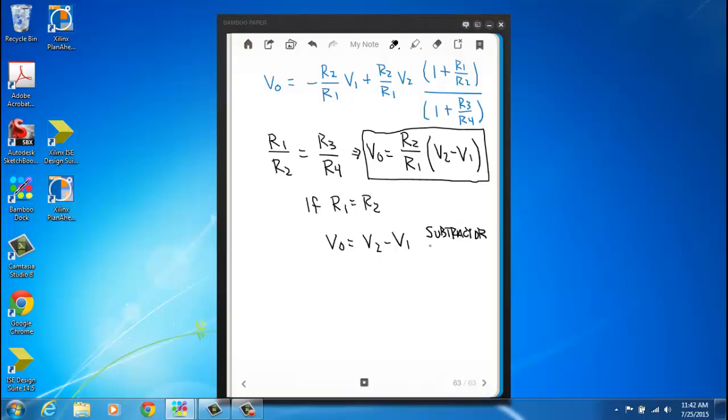Okay, so in the next video we'll see an application of a difference amplifier in an EKG machine, and then the last video on op amps will be something called an instrumentation amplifier.